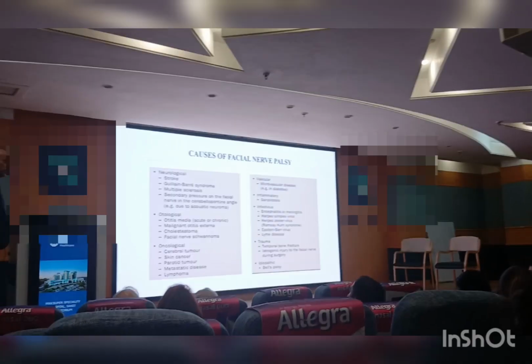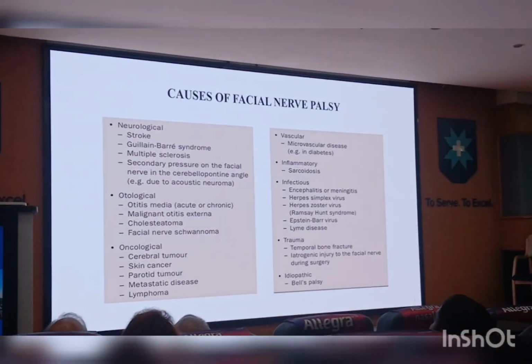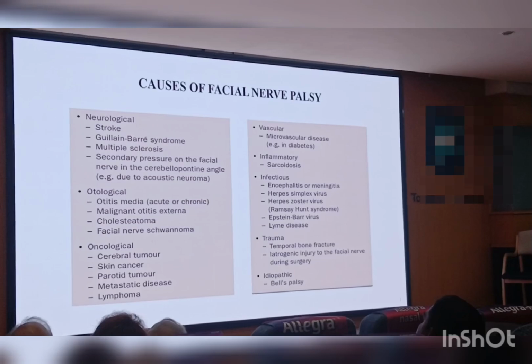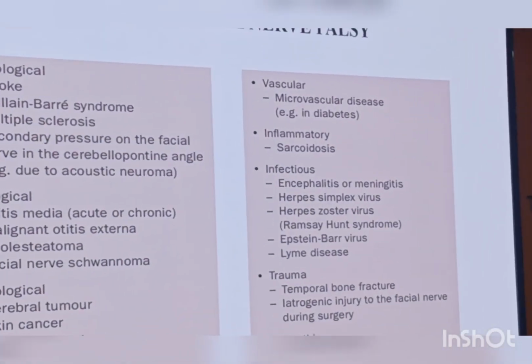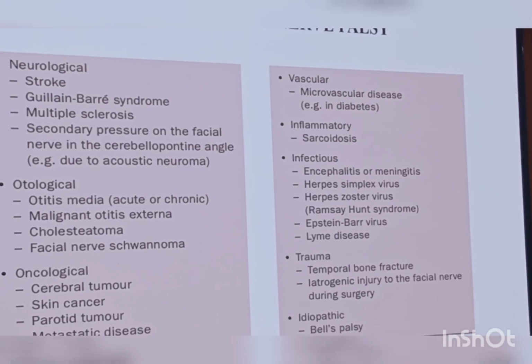Type of personality, they are usually diabetic, uncontrolled diabetic. And cholesteatoma, we see a lot of cholesteatoma cases. So these are the important causes, and then of course you have House and unsafe.